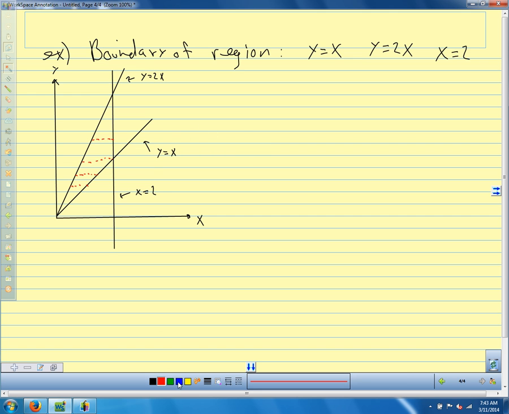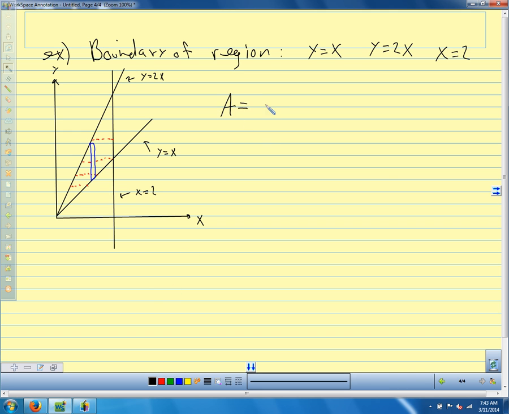So I'm going to set up my rectangles vertically, and then through the whole region, y is varying from x to 2x. So I can just set up one iterated integral. So I'm going to set vertical rectangles.